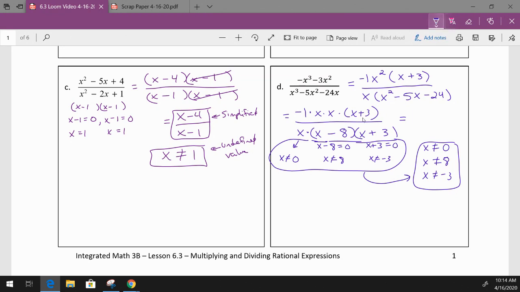And then let's look at what we can reduce. Well, we can reduce the factor of x plus 3. We can also reduce one of the factors of x. So what do we have left? -1 times x is just going to be -x in the numerator, and the denominator is going to be x minus 8. So this is our simplified answer, and these are the undefined values.